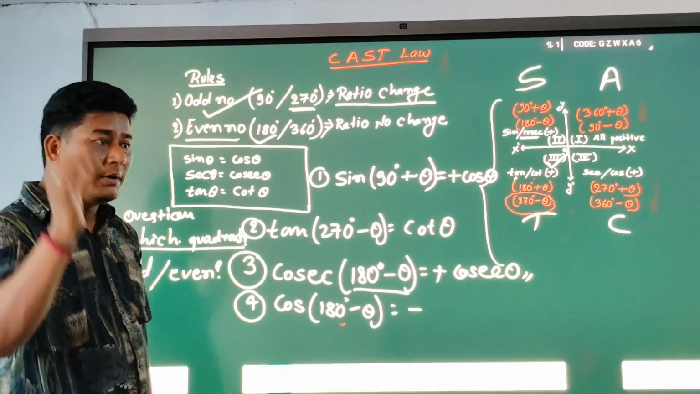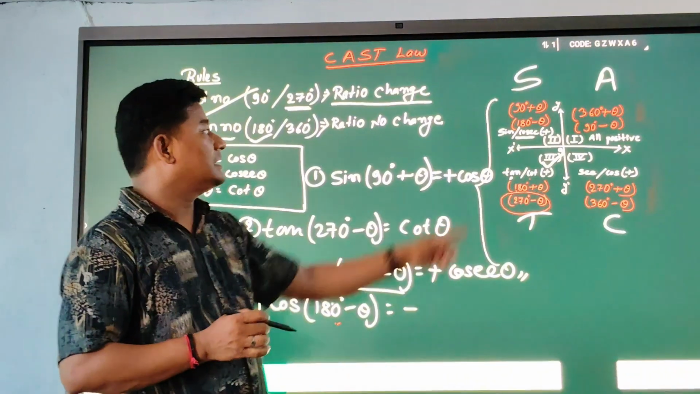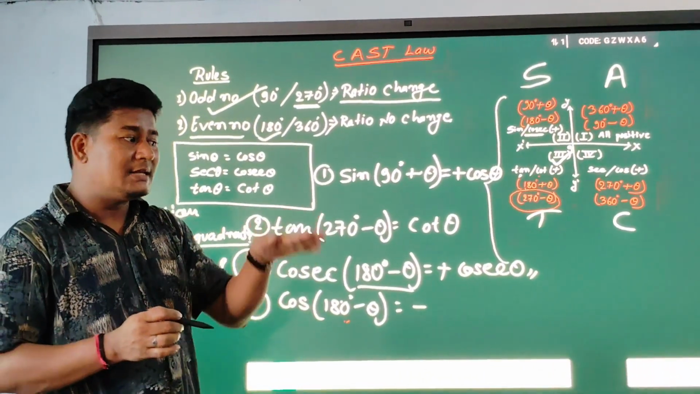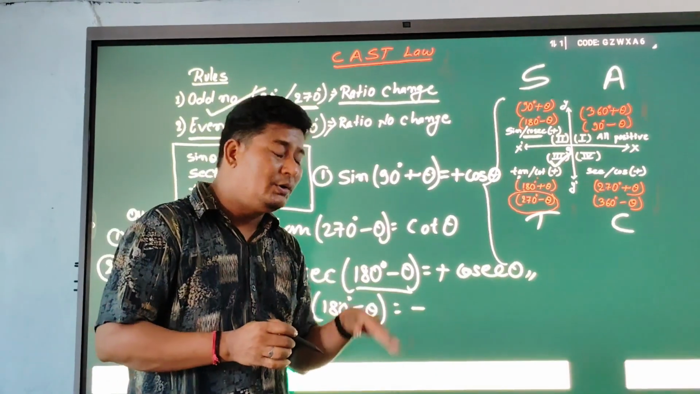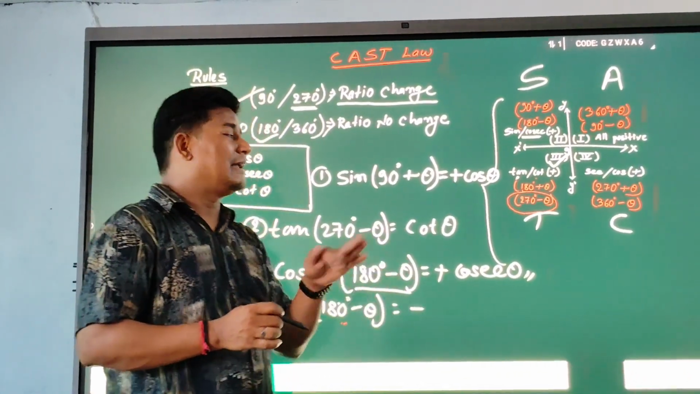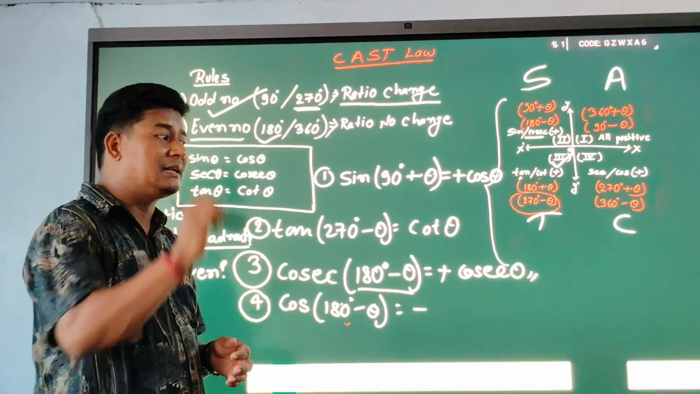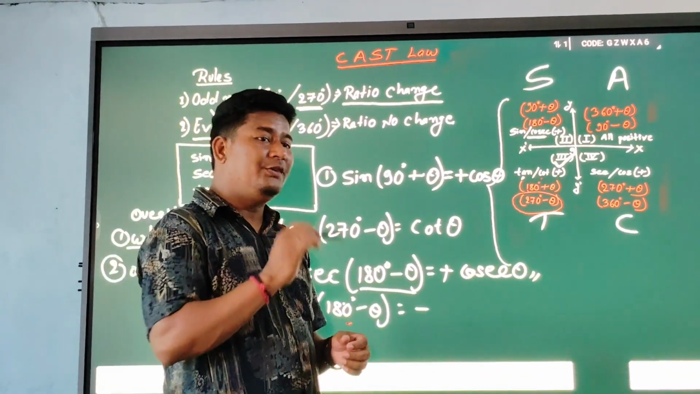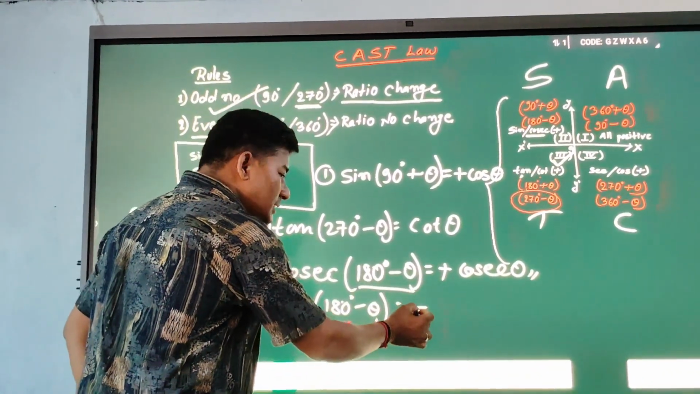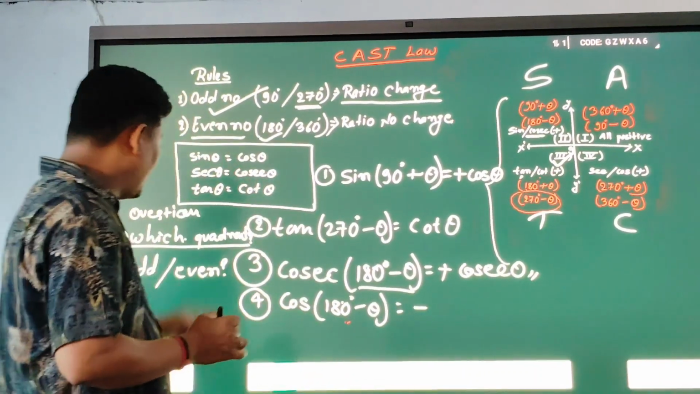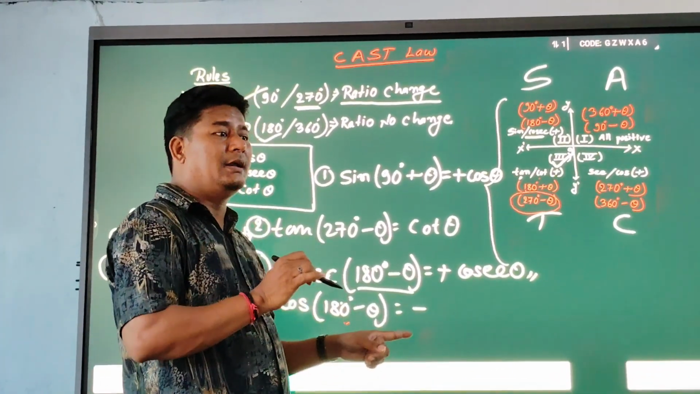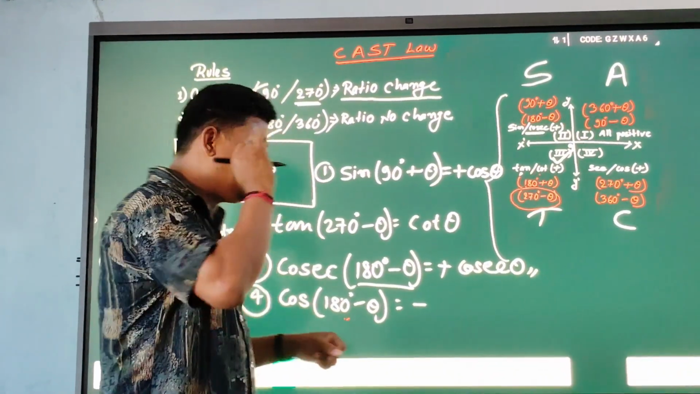Why is cos negative? Because 180 degree minus theta means it is less than 180 degree, and less than 180 degree means second quadrant. In the second quadrant, cos is not positive. If it is not positive, then what is it? Negative. First question, which quadrant: second quadrant, and second quadrant means cos is negative.